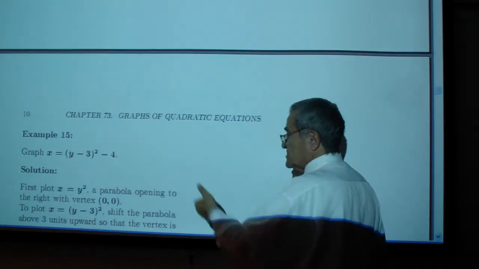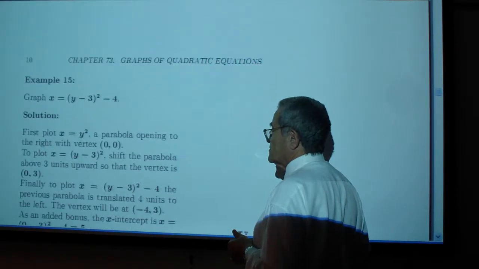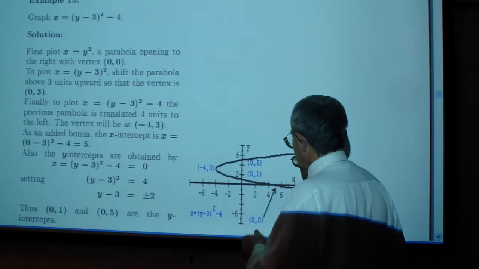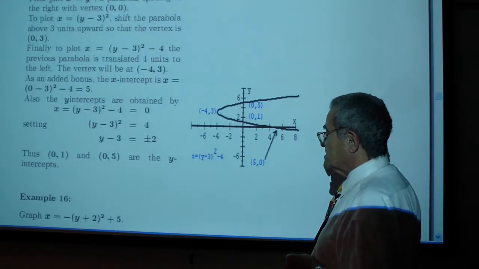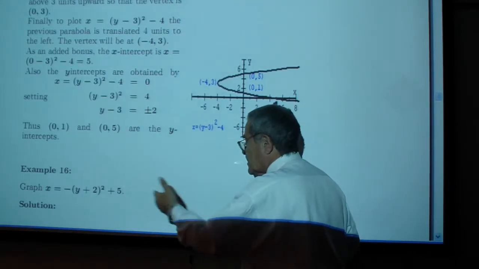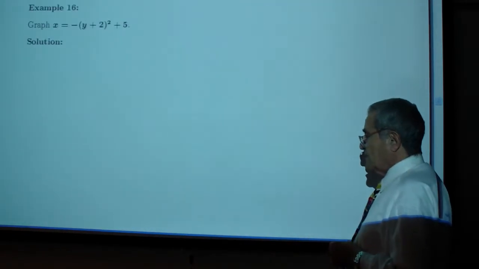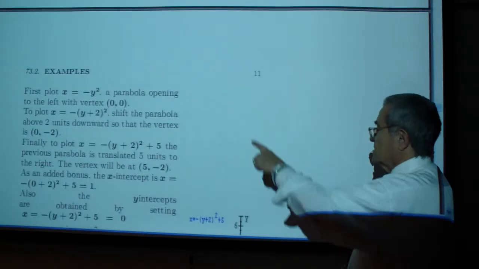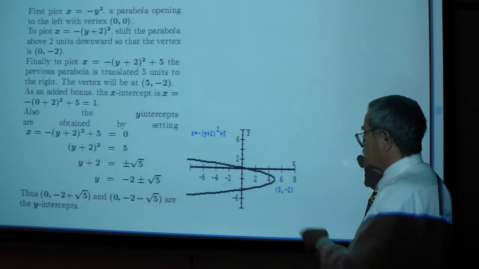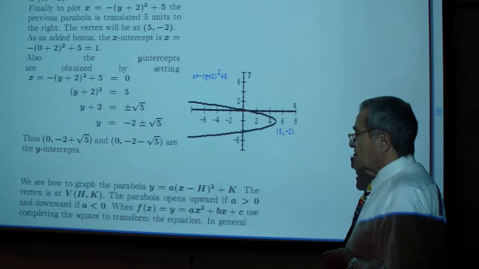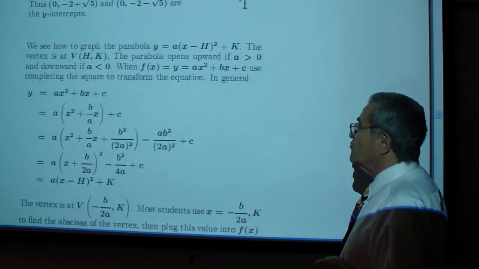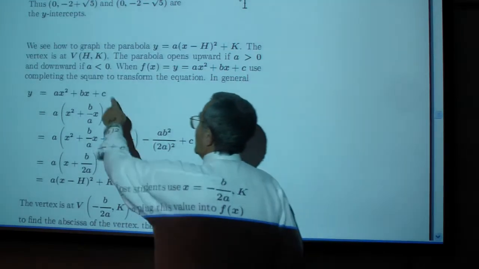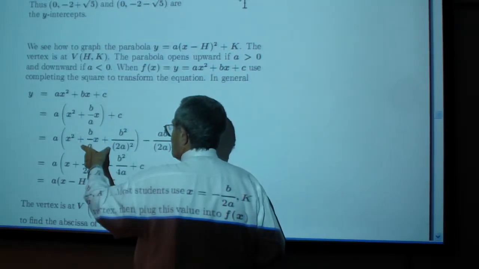Example 15, just like what we had before, you can study it. This is my curve. Example 16, just like what I have been telling you, I let you study it. I have the details right here. This is my curve. And then I am doing a proof of how I can get a perfect square.